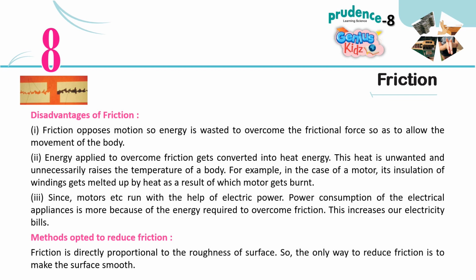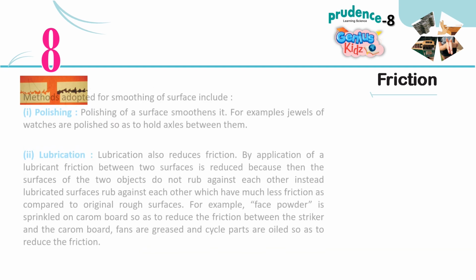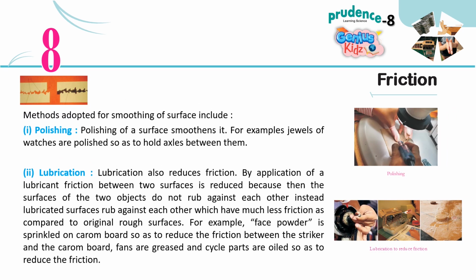Methods opted to reduce friction. Friction is directly proportional to the roughness of the surface. So, the only way to reduce friction is to make the surface smooth. Methods adopted for smoothing of surface include: 1. Polishing. Polishing of a surface smoothens it. For example, jewels of watches are polished so as to hold axles between them.